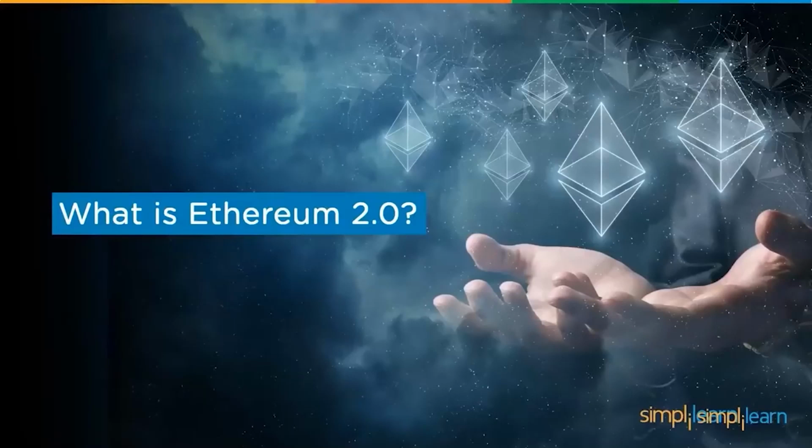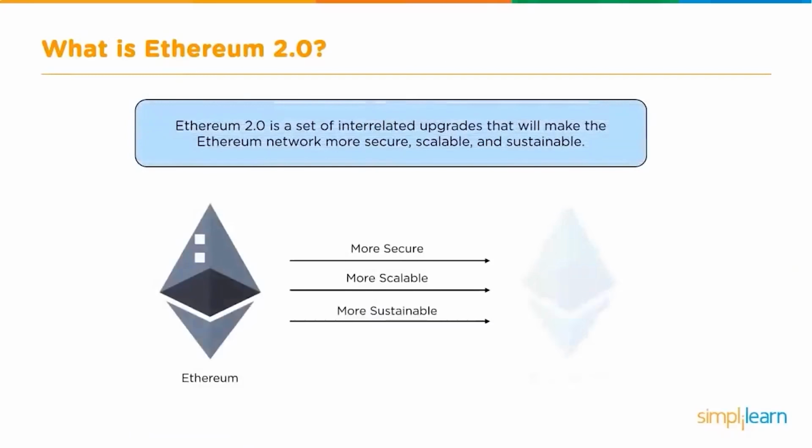So what is Ethereum 2.0? Ethereum 2.0 is a set of interrelated upgrades that will make the Ethereum network more secure, scalable, and sustainable. Multiple teams from across the Ethereum ecosystem have come together to work on these upgrades.